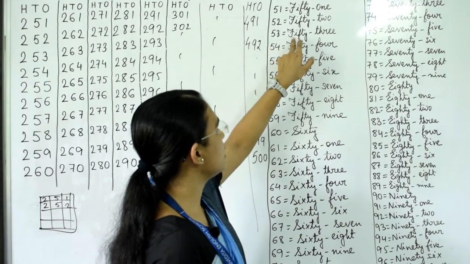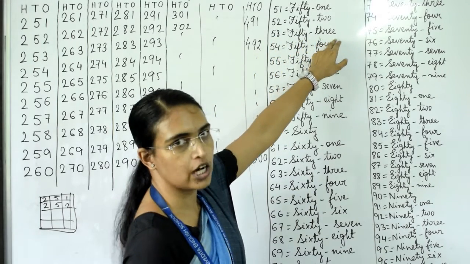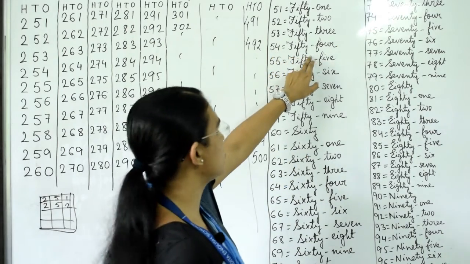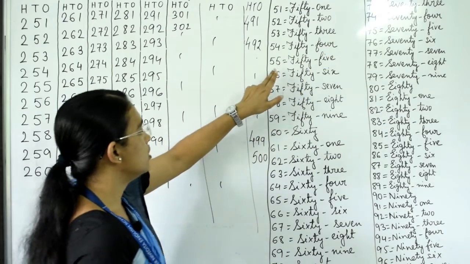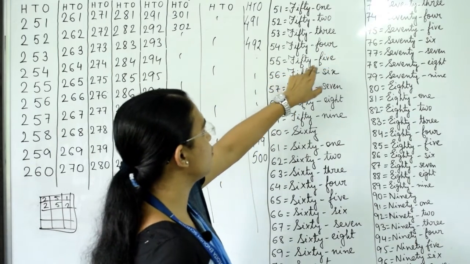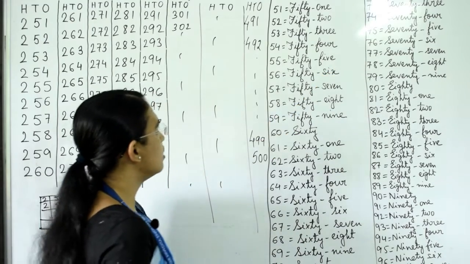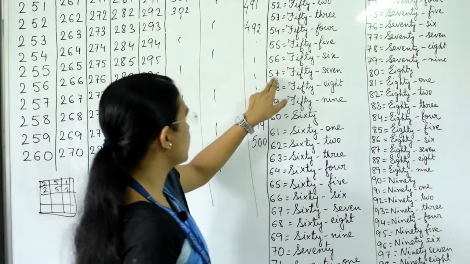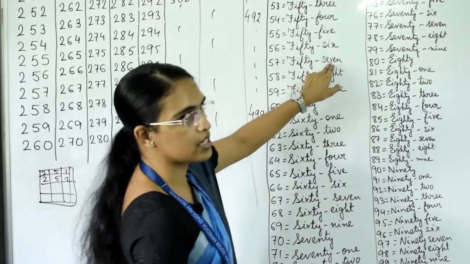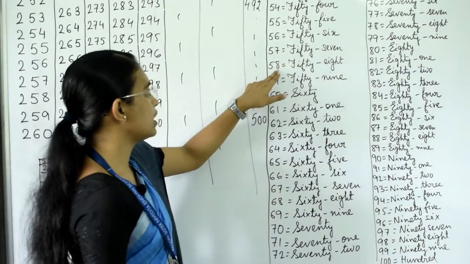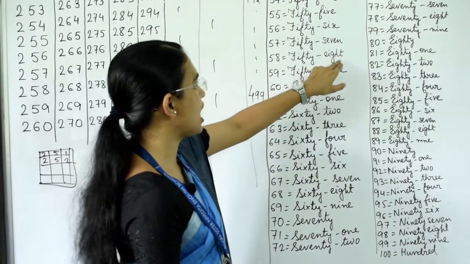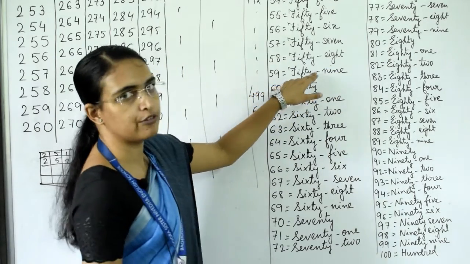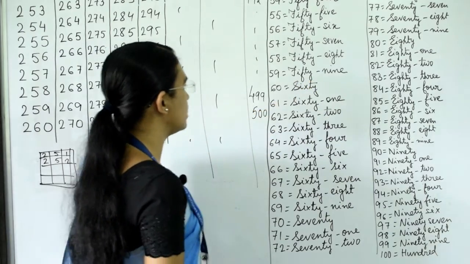Then 53, F-I-F-T-Y, 50, T-H-R-E-E, 3, 53. Then 54, F-I-F-T-Y, 50, F-O-U-R, 4. Then 55, F-I-F-T-Y, 50, F-I-V-E, 5. Then 56, F-I-F-T-Y, 50, S-I-X, 6. 57, F-I-F-T-Y, 50, S-E-V-E-N, 57. 58, F-I-F-T-Y, 50, E-I-G-H-T, 8, 58. Then 59, F-I-F-T-Y, 50, N-I-N-E, 59.